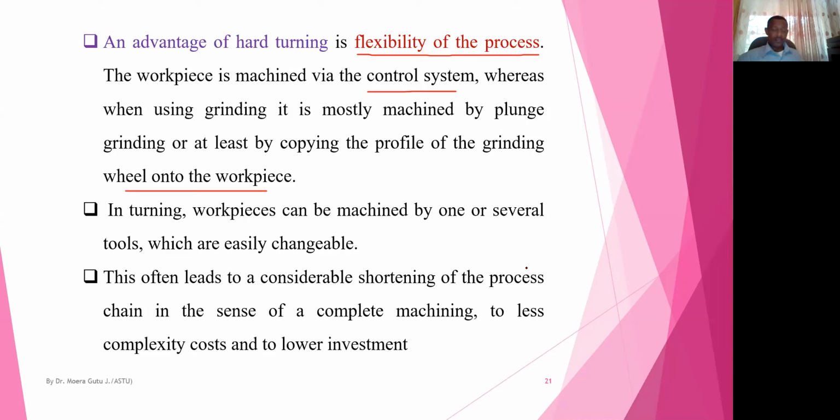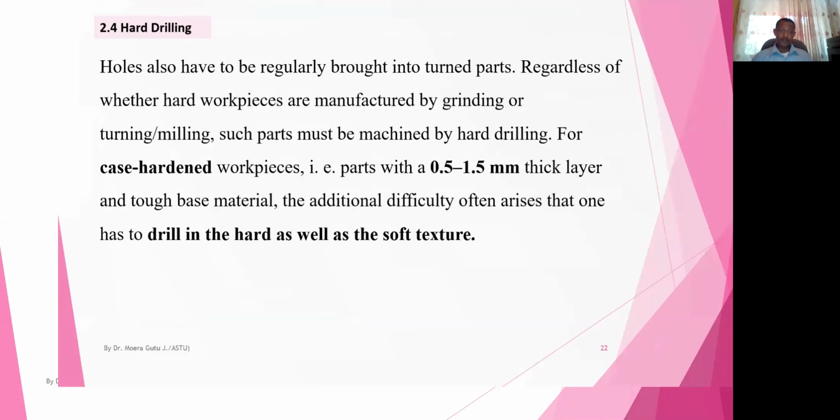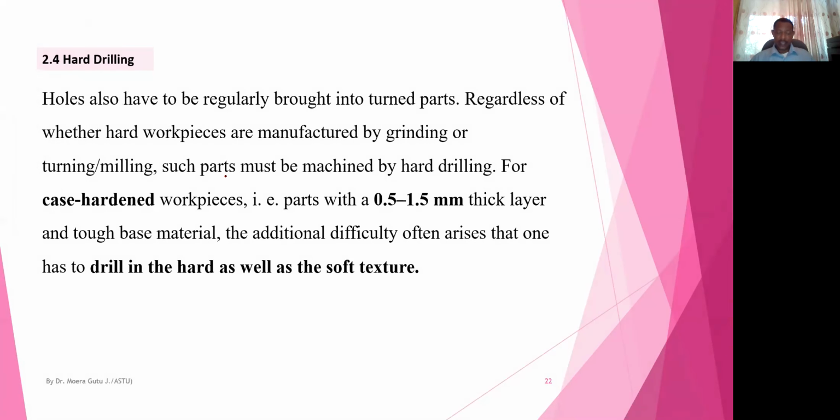It is possible to machine simultaneously with a multi-cutting tool. This often leads to a considerable shortening of the process chain in the sense of complete machining. So, less complexity costs and lower investments. Means it will reduce, it will increase what? Productivity, when you use a multi-cutting hard turning process.